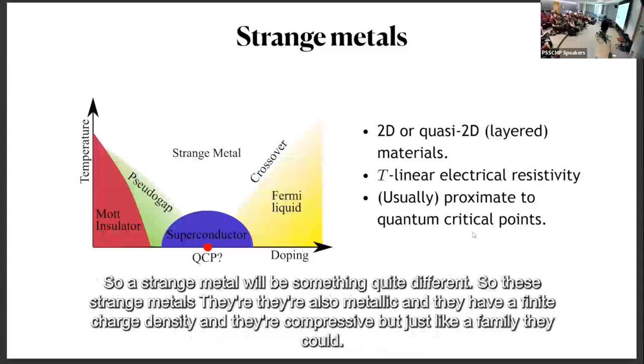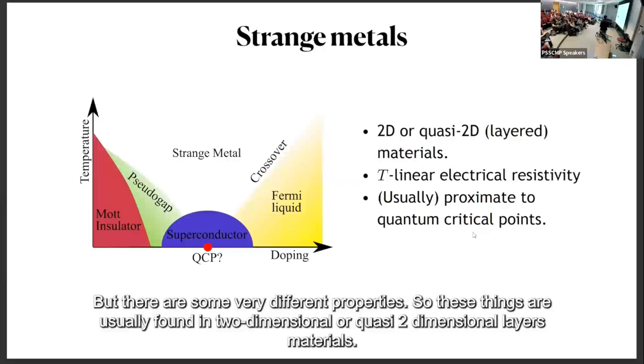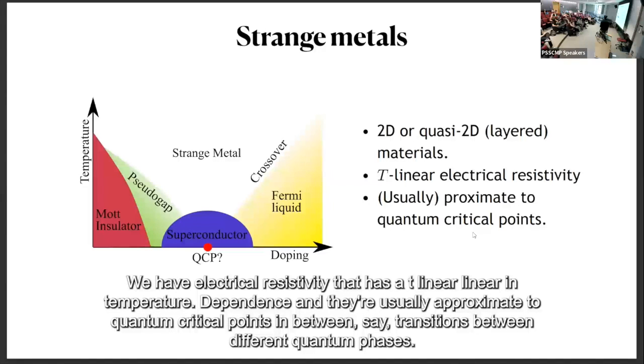Okay. So a strange metal will be something quite different. These strange metals are also metallic and they have a finite charge density and they're compressible just like a Fermi liquid, but they have some very different properties. These things are usually found in two-dimensional or quasi-two-dimensional layered materials. They have electrical resistivity that has a linear in temperature dependence, and they're usually proximate to quantum critical points between phase transitions between different quantum phases.